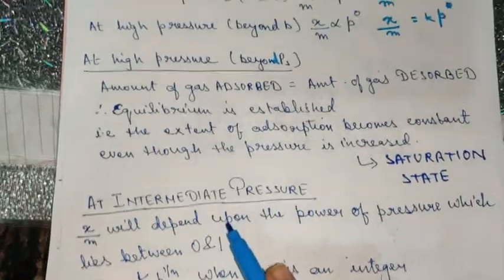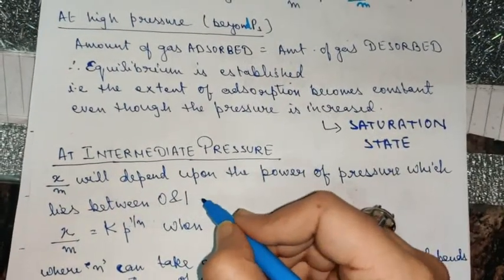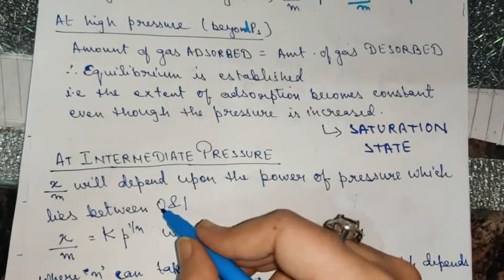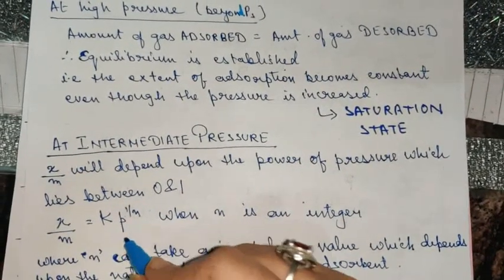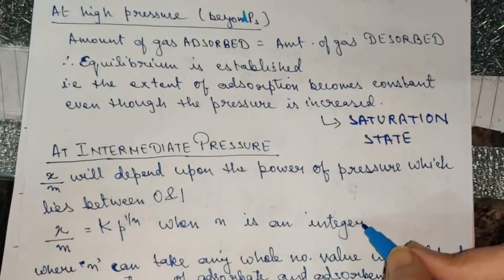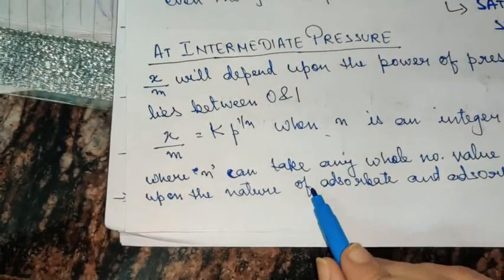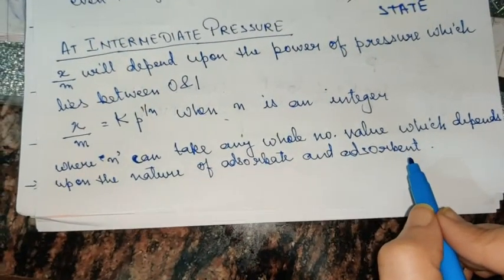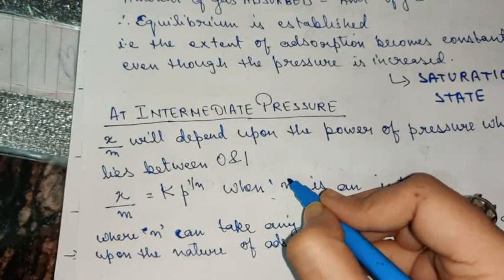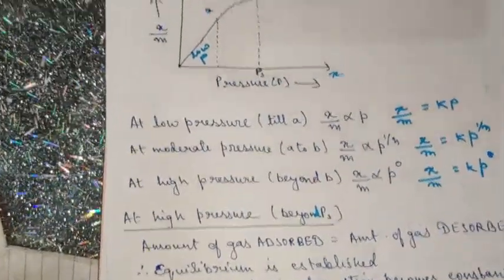Now at intermediate pressure, between A and B, what is happening? x upon m will depend upon the power of pressure which lies between 0 and 1, that is, it is a fraction; the minimum value is 0 and the maximum is 1, so it will vary between 0 and 1. So it can be written like this, where n is an integer. What is n? n is an integer here, and it can take any whole number value. It totally depends upon the nature of the adsorbate and the adsorbent. I hope this intermediate region is also clear.